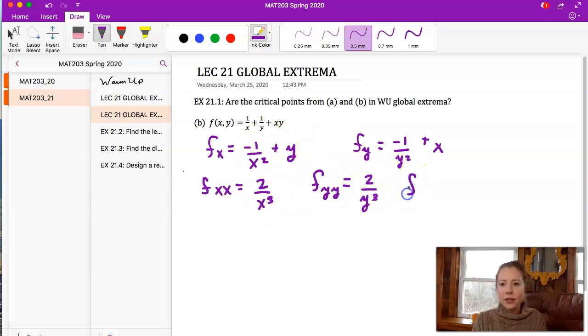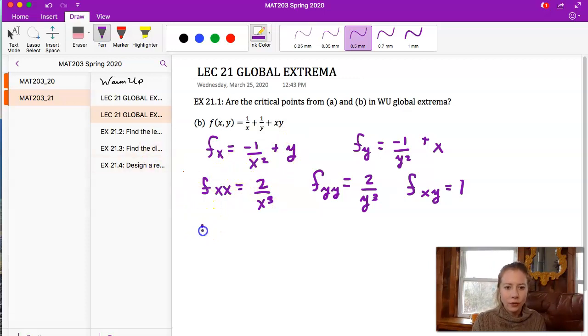And let's do our mixed partial here, and this is just going to be 1. Because right here, taking the partial derivative of f sub x with respect to y, the derivative of y is 1. Okay, so let's keep going.